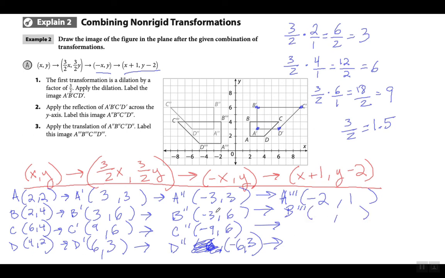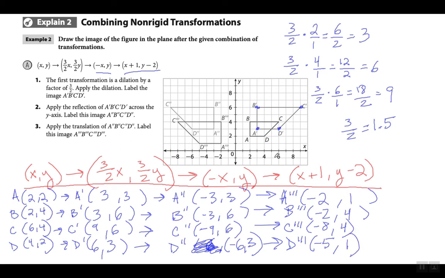So B triple prime, I'm having a hard time writing it down here. B triple prime is -3 plus 1 is -2. And 6 minus 2 is 4. C triple prime is going to be -9 plus 1 is -8. And 6 minus 2 is 4. For D double prime to go to D triple prime, I'm going to do -6 plus 1, which gives me -5. And 3 minus 2, which is 1.